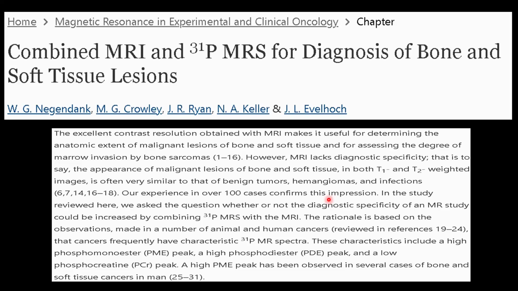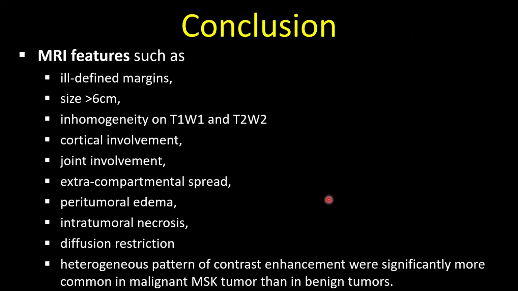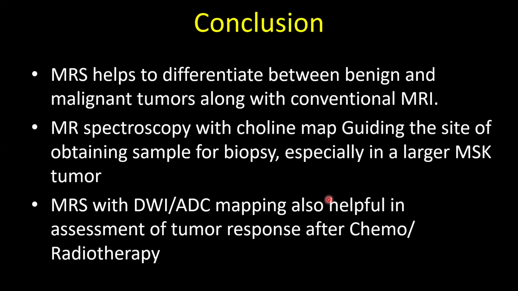So now this is the last slide, and I'm concluding. On MRI, we have to see the size, margin, as I have already told, cortical destruction, zone involvement, extracompartmental spread. And this heterogeneous pattern of contrast enhancement was significantly more common in malignant MSK tumors than in benign conditions. So spectroscopy is not by itself diagnostic, but it provides an added advantage in differentiating these benign and malignant conditions. So thank you.